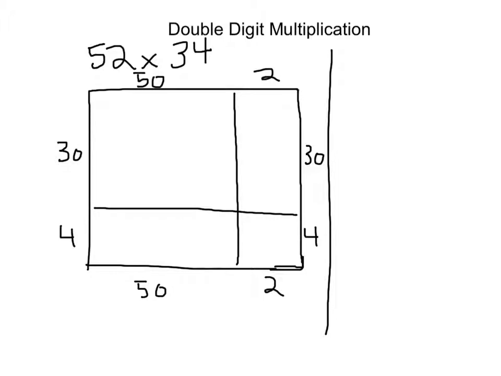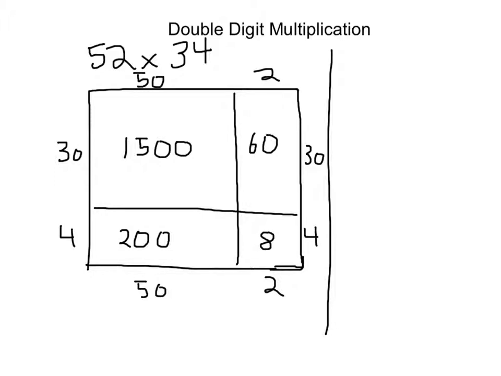The top left box would be 30 times 50. And again, 3 times 5 is 15, 2 zeros in it is 1500. The top right box is 30 times 2, which is 3 times 2, 6, with 1 zero on the end. Bottom left box is 50 times 4, which is 5 times 4, 20. Hey, we just did this equation. Put your 0 on the end, 200. And the last box is 2 times 4, and that is just 8. There are no zeros on the end of that, so we don't have to put anything on the end.